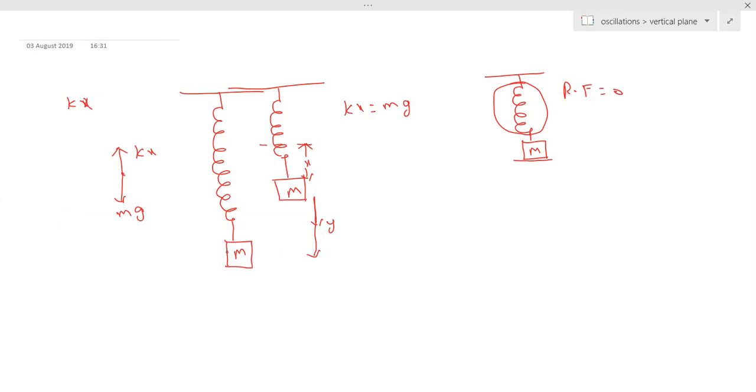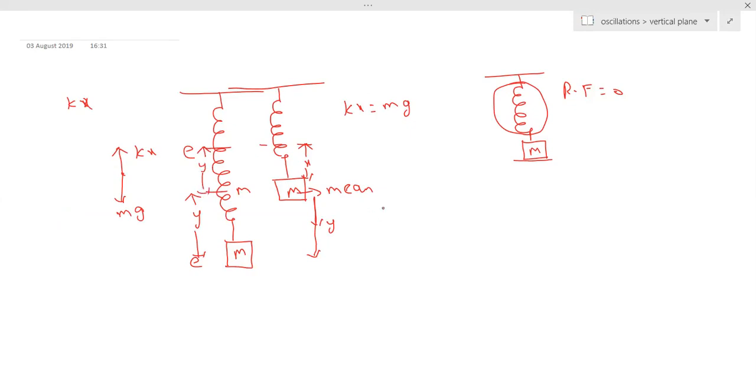Then what will happen? This mass will oscillate like this, taking this as mean position. That's what you have to remember. So this will be mean. That is, this position will be mean position. This will be my one extreme position, and my other extreme position will be somewhere here, such that this distance will be equal to this distance. Okay. In this case, that distance will be equal to y, which is nothing but the amount of extension. Okay. So similarly, this distance will also be equal to y.